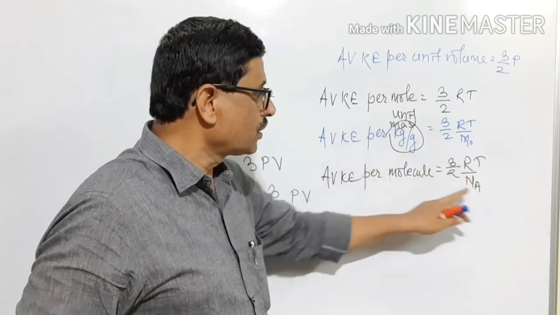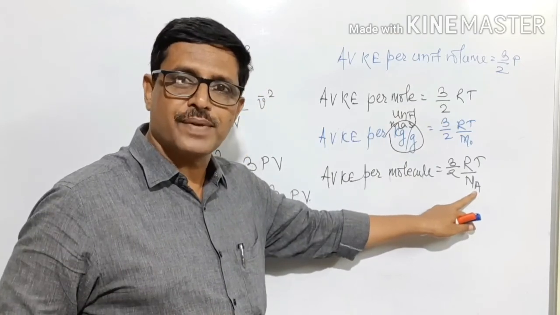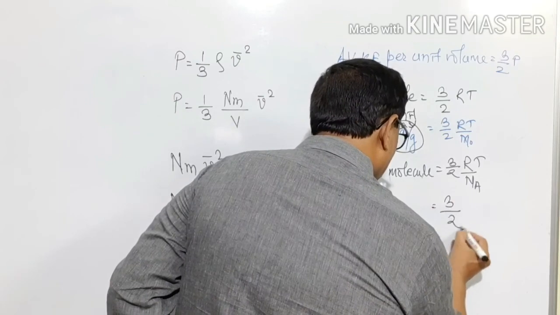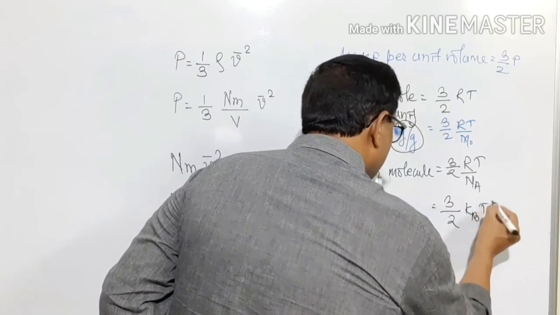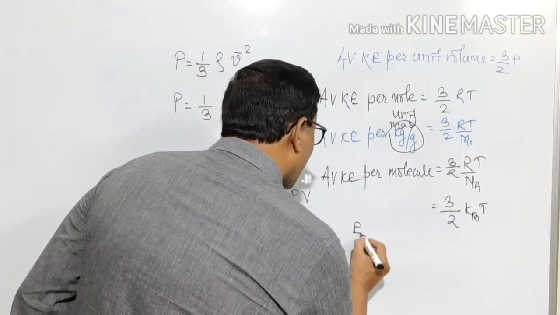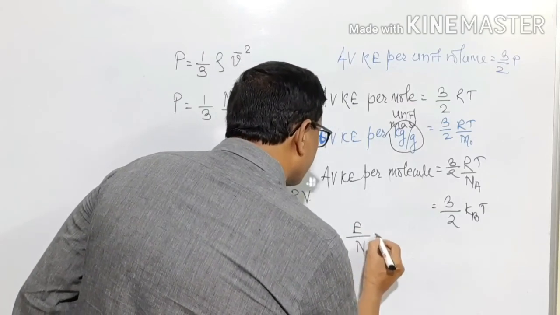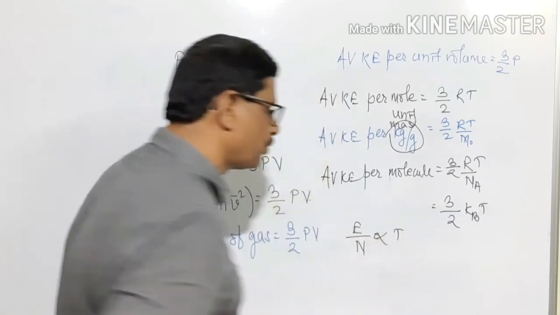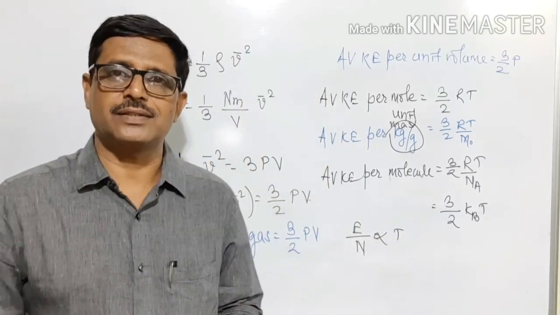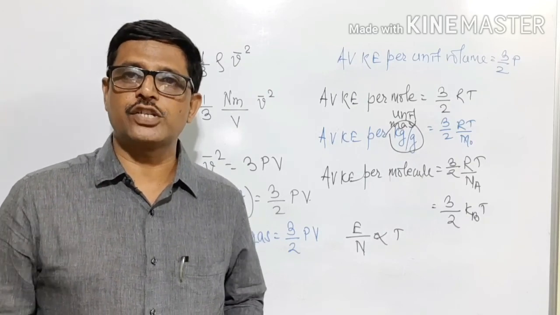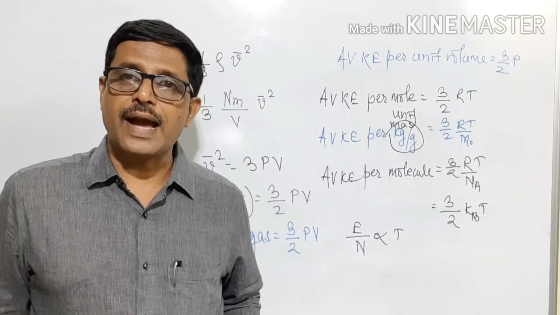Then average kinetic energy per molecule is 3 by 2 RT divided by Na. In 1 mole, the Avogadro's number of molecules are present. Therefore, R by Na is again Boltzmann constant. It is 3 by 2 kT. Like this, you are able to say that average kinetic energy per molecule is directly proportional to absolute temperature. This is the interpretation of temperature on the basis of kinetic theory.